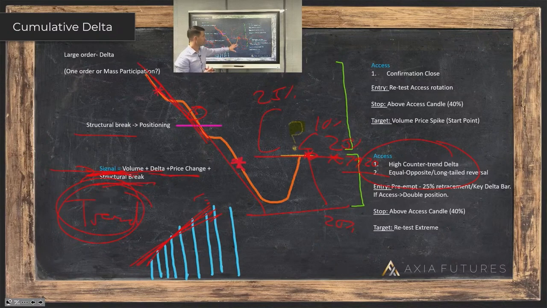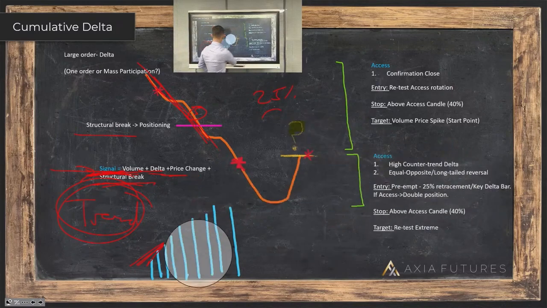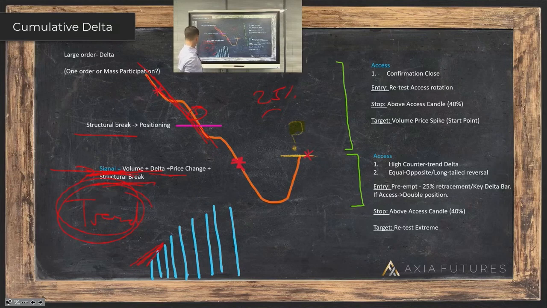You don't need, by the way, high counter trend delta. You don't need equal and opposite long-tailed reversals. You don't need these things. They're all just different forms of access. What you need is the one that plays out time and time again that can ultimately make you profitable in the long run. So the two types of access that we use, I'm going to show you two. One is the high counter trend delta. And the way to think of this, as the market pulls back, if I all of a sudden see buying delta, in other words, net positive delta as the market's pulling back, what is that telling me from a delta perspective?